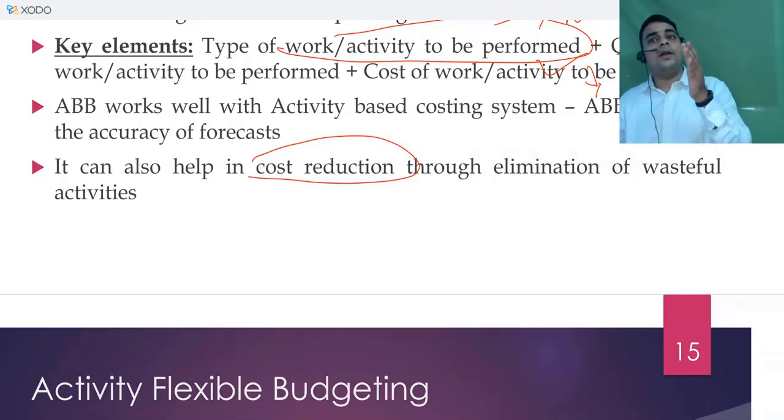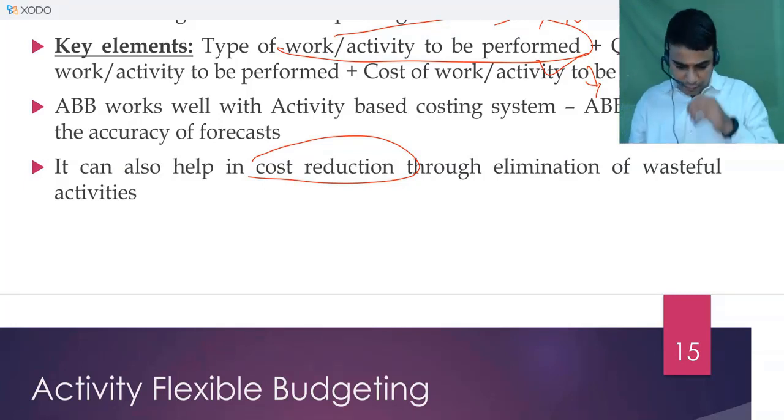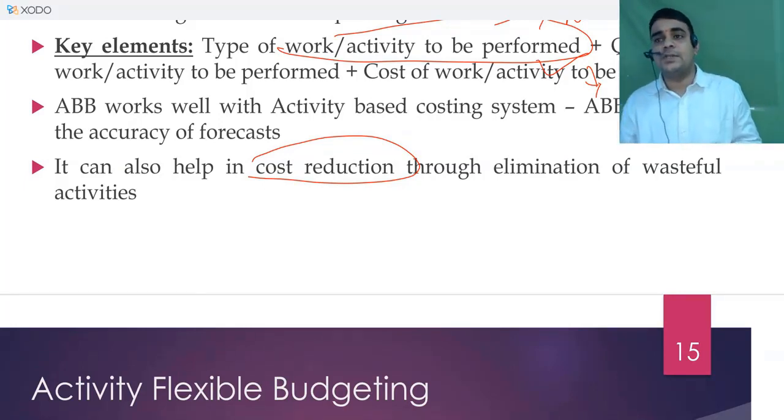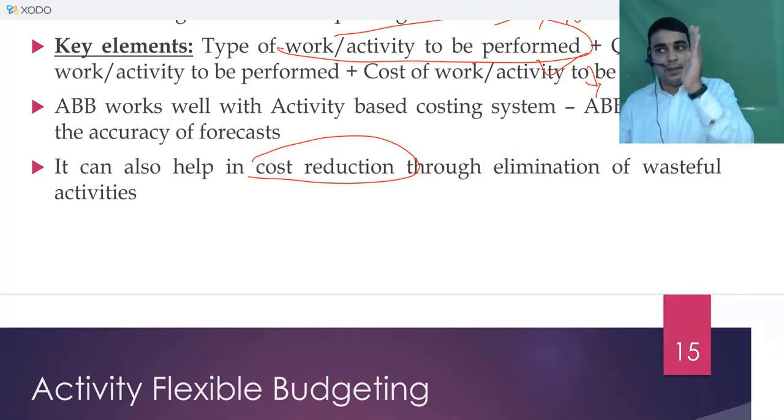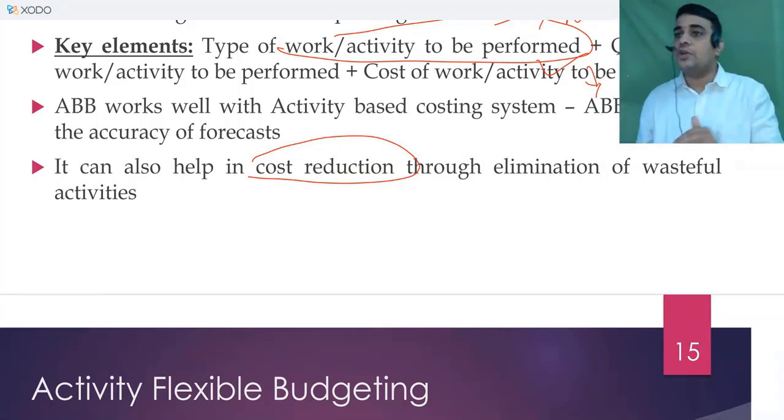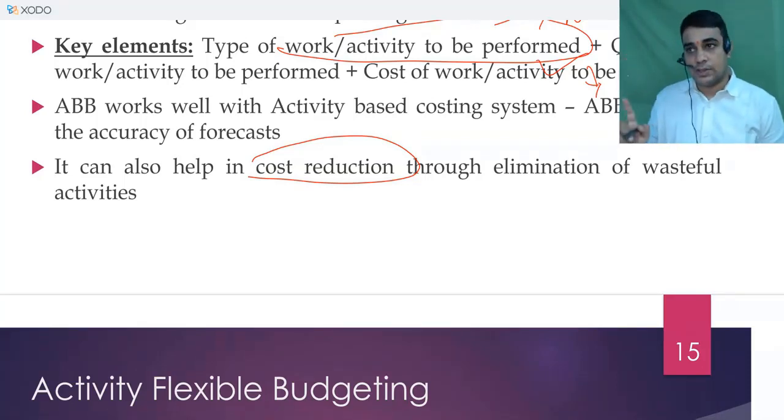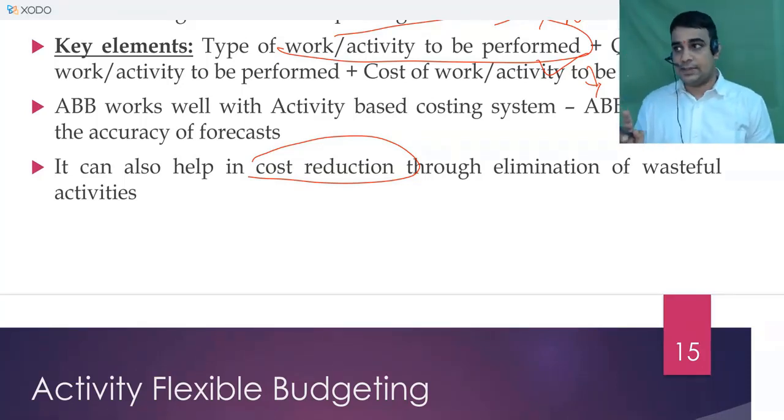under flexible budget, our projections were varying only on the basis of one parameter, which is the output. 10,000 units, 15,000 units, 20,000 units, 25,000 units, 30,000. Based on the output, you used to prepare a budget. Here, under activity flexible budgeting, you will not have a single cost driver, you will have multiple cost drivers. That's the only difference.